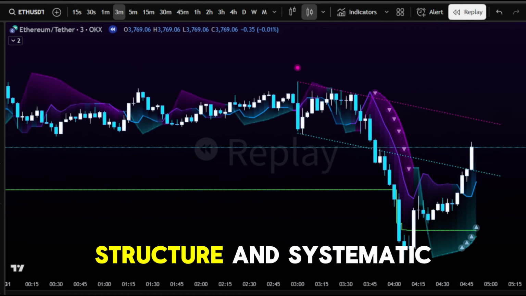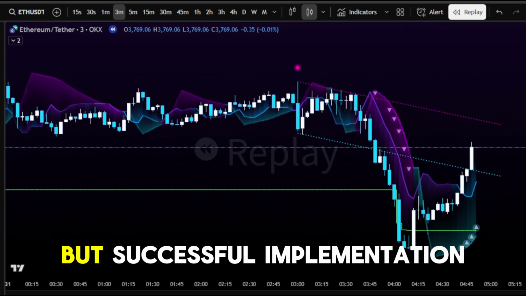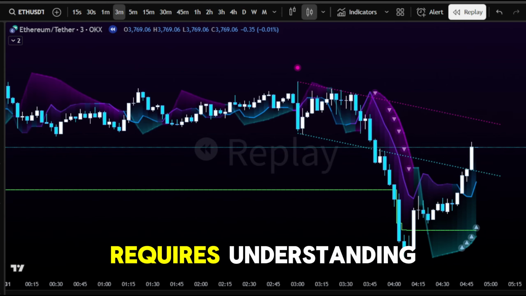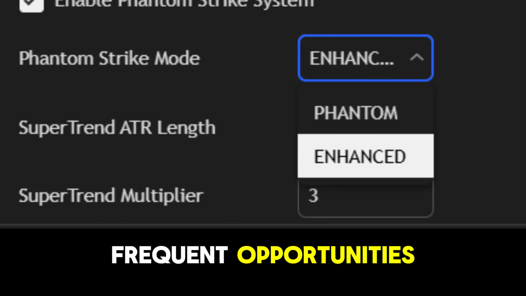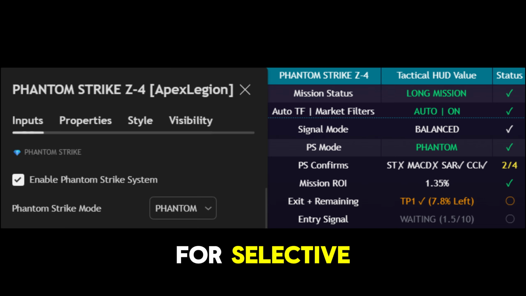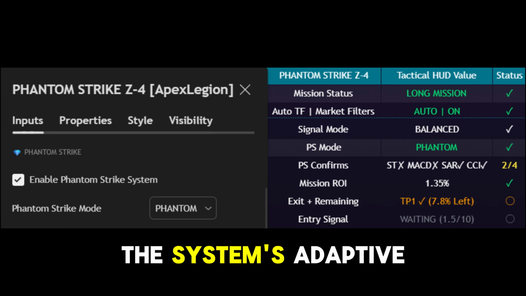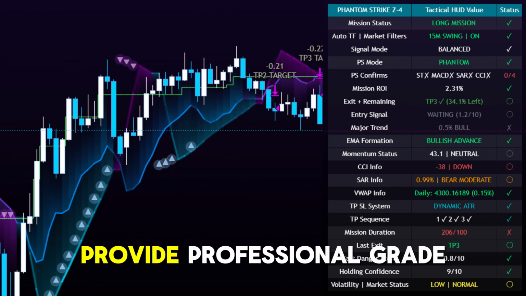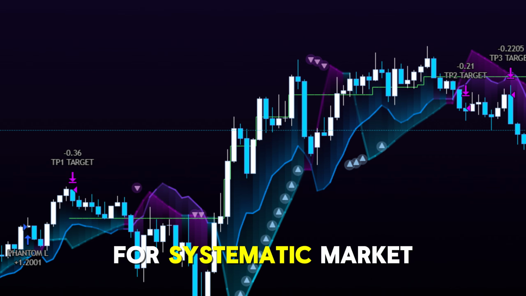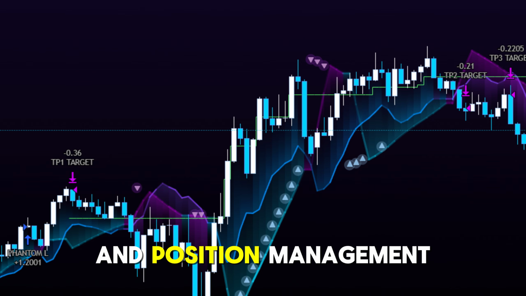The Z4 system provides analytical structure and systematic approaches. But successful implementation requires understanding, patience, and proper risk management. Whether you choose enhanced mode for more frequent opportunities or phantom mode for selective high-quality signals, the system's adaptive capabilities and comprehensive analytical framework provide professional-grade tools for systematic market analysis and position management.